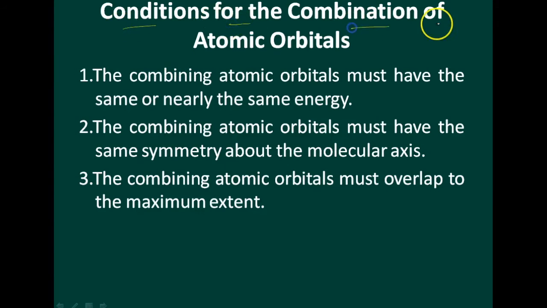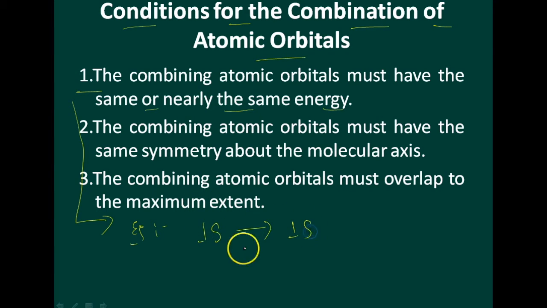Conditions for the combination of atomic orbitals. So, some of the conditions are there. The first one is that the combining atomic orbitals must have the same or nearly the same energy. For example, a 1s orbital can combine with another 1s orbital. A 1s orbital should combine with a 1s orbital, not with 2s or 2p orbitals, because the 2s orbital is higher in energy than the 1s orbital.